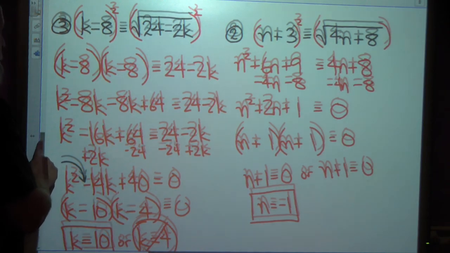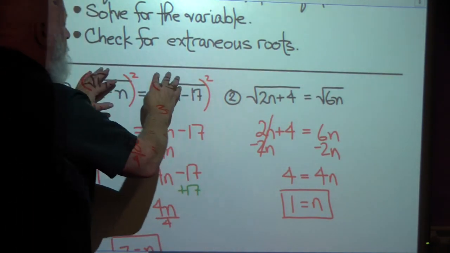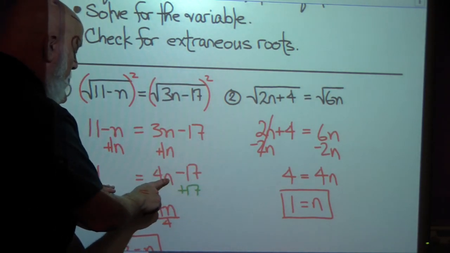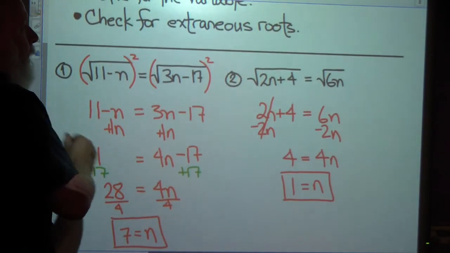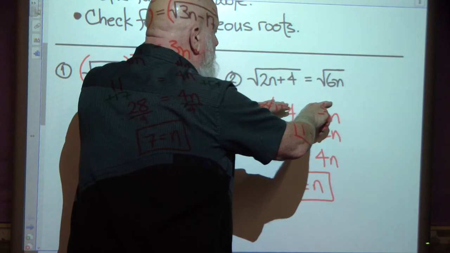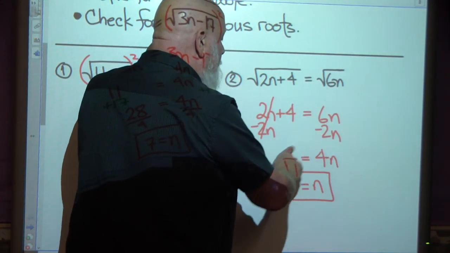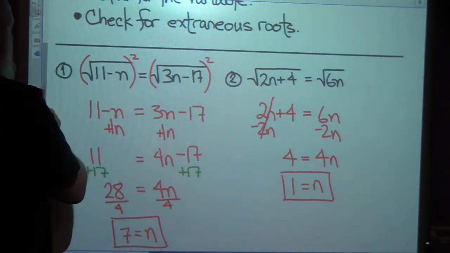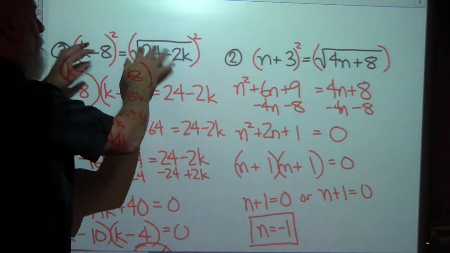So what are we doing today? We've got a situation where we have a radical equal to a radical. We square both sides, solve the remaining algebra 1 or pre-algebra equation, and then check for extraneous roots. Squaring both sides got rid of the radical symbols, we collected our variables, solved the remaining equation, plugged it in and checked it. This one was radical equal to a binomial, so we squared both sides.